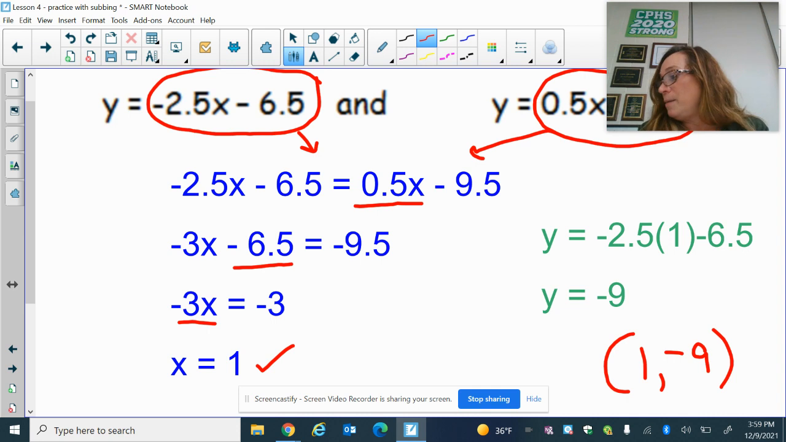All right, so you want to stop the video and try the next one, and then start the video again after you've done it.